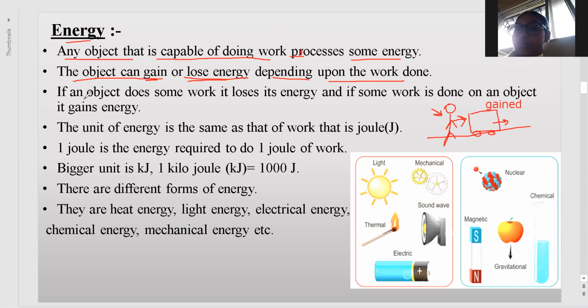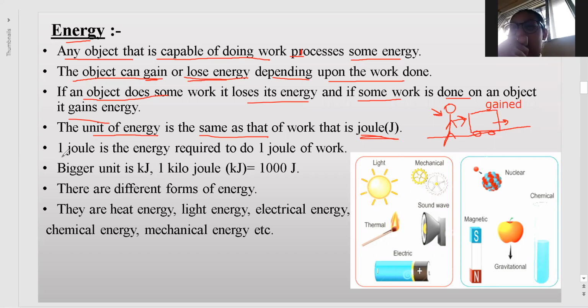Now, if an object does some work, it loses its energy, and if some work is done on an object, it gains the energy. Okay, and this statement is clear from this example of trolley. Now as we discussed, energy is just a capability of doing work. It means the more energy there is, the more work done it can do. So the unit of energy is same as that of work, and that is joule. So you have to remember that for both the quantities the unit is same, that is joule.